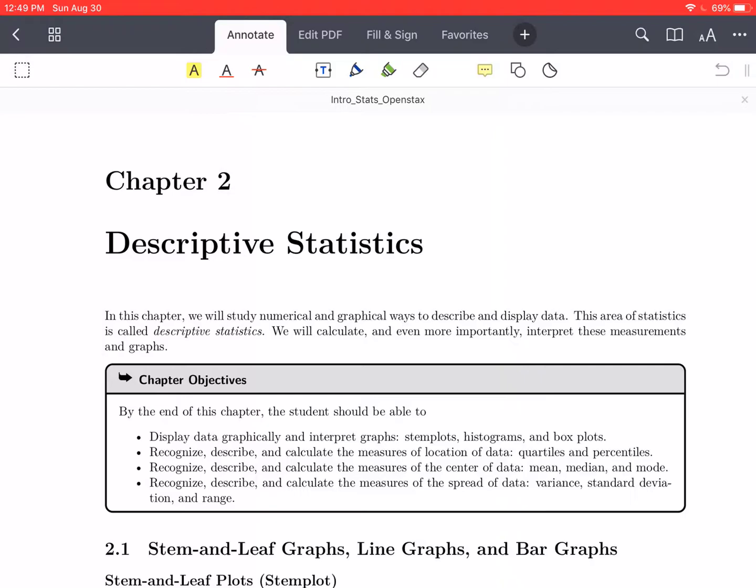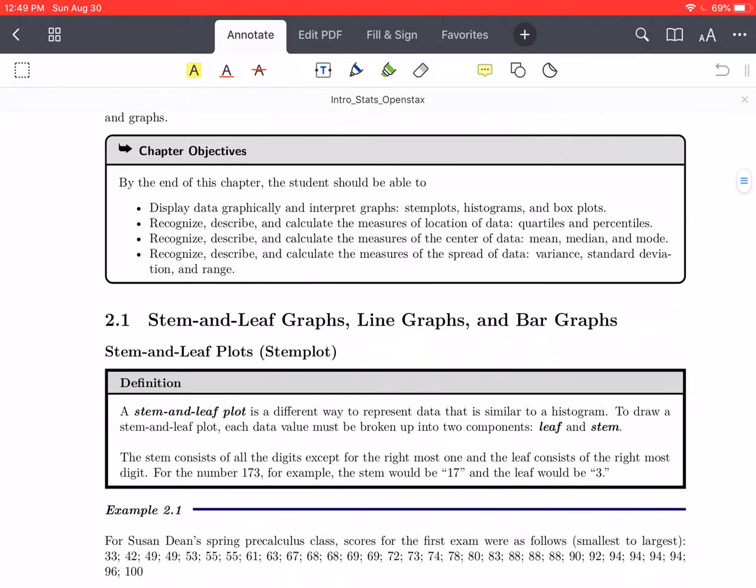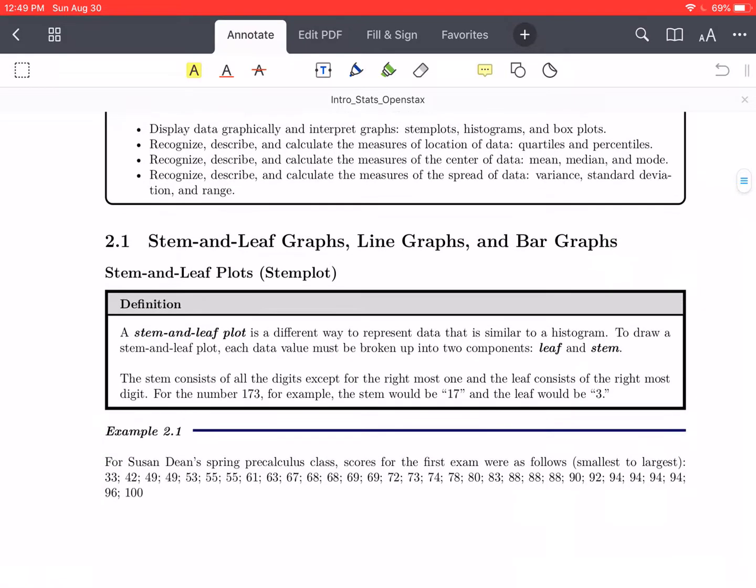So let's go ahead and get started with the graphical representations. In Section 2.1 we're looking at stem and leaf graphs, line graphs, and bar graphs. To start off, we're talking about a stem and leaf plot. This is a way to represent data that is similar to a histogram, which we'll talk about a little bit later. To draw a stem and leaf plot, each data value must be broken up into two components, the leaf and the stem. Basically, we want to write out all the data in a more efficient way, so we don't have to write each data point over and over again, but still in a way that we can see what the data is.